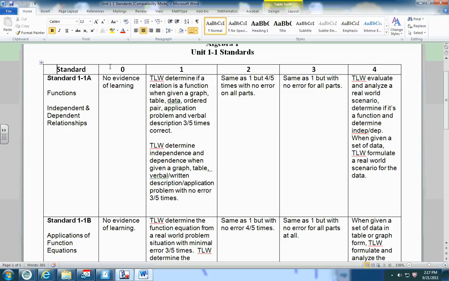Basically, when you look at this, a 0 means they didn't try at all. There'll be a 1 minus. A 1 minus means they tried but did not get anything. They did not meet this standard, they did not get it correct. A 1 is going to basically equate to a 70. A 2 is a 75. A 3 is an 85, a 4 is a 95.